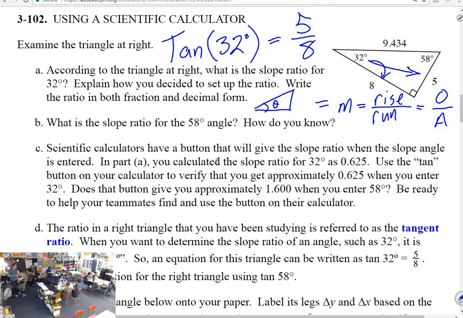Do it again, type in 58. Well, tangent of 58. Right? And you can just go back up and change 32 to 58. What do you get? 1.6, which is really darn close to 1.6. Okay, let's move on.